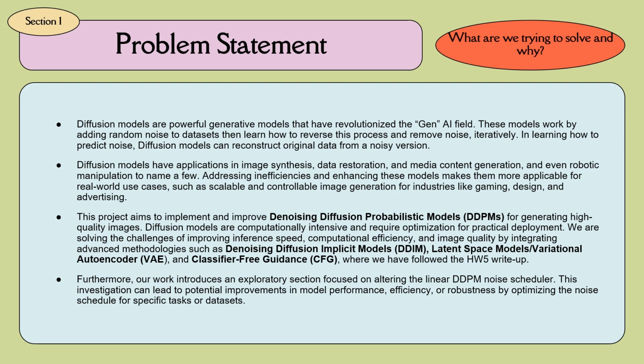Addressing inefficiencies and enhancing these models makes them more applicable for real-world use cases, such as scalable and controllable image generation for industries like gaming design and advertising. This project aims to implement and improve denoising diffusion probabilistic models, DDPMs, for generating high-quality images. Diffusion models are computationally intensive and require optimization for practical deployment.